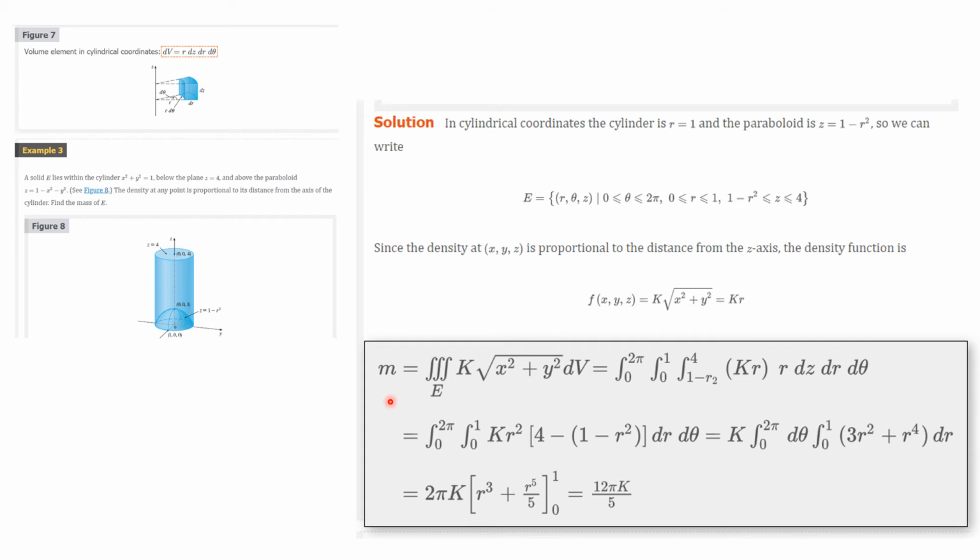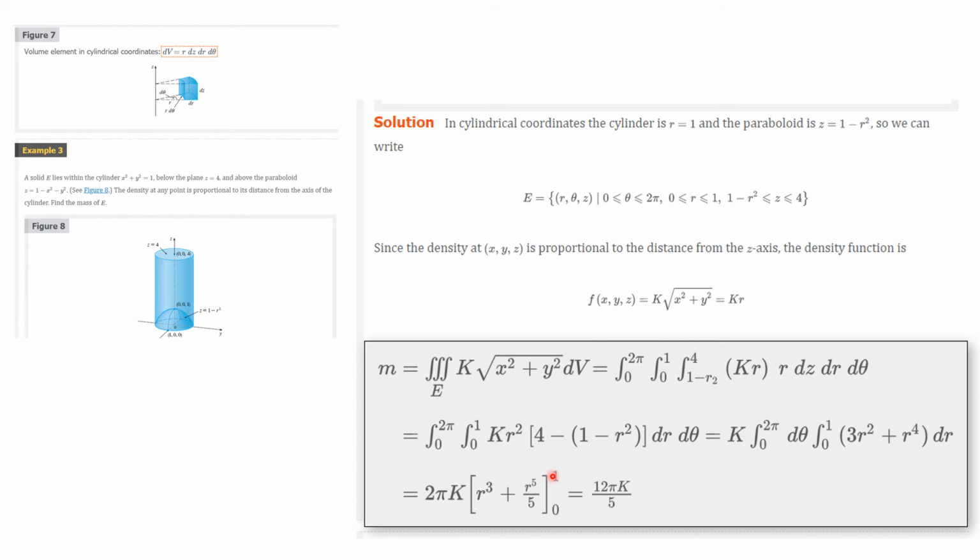So the mass, as we learned before, is the triple integral over the solid of k times the square root of x squared plus y squared, but we already know that is kr. And remember here that dV becomes r dz dr d theta. Now I'm integrating with respect to z. Everything else is constant, and there's actually only a 1 there, so I'm integrating 1 with respect to z. When I integrate, I will get z, and then by the fundamental theorem of calculus, 4 minus 1 minus r squared. So this is the integration after I've done it with respect to z.